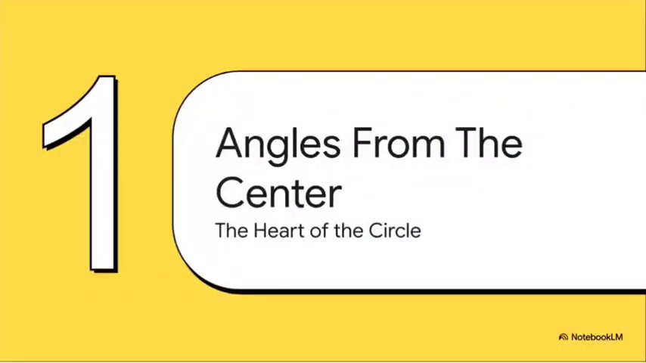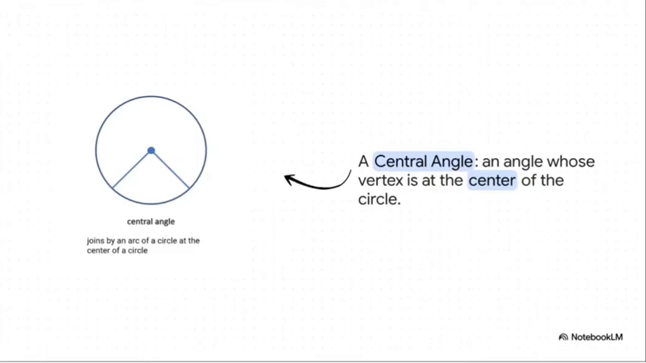To really get a handle on a circle's rules, you have to start right where all the action is, its heart, the center point. You'll see that every single principle we talk about today starts with the angles that come from this one single spot. And here it is. This is a central angle, and it's our foundation for everything. Its vertex, the pointy part of the angle, is sitting right at the exact center of the circle. Everything else we're about to cover builds from right here.